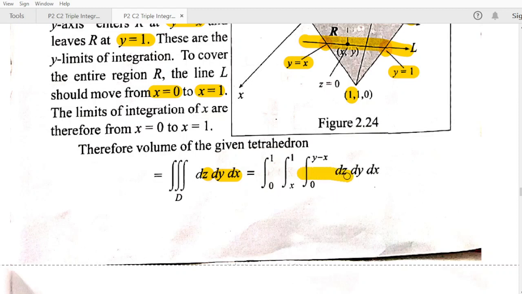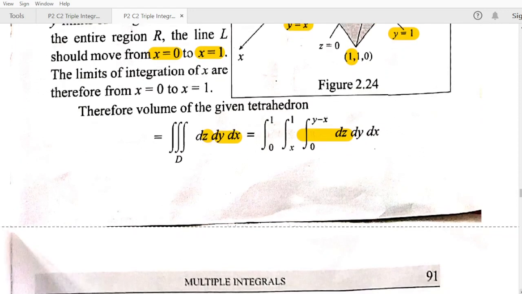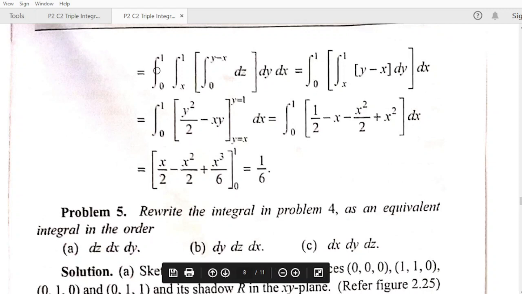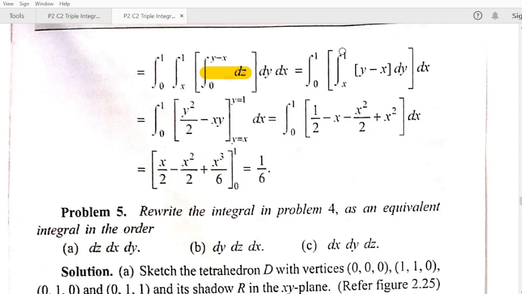First we will evaluate the innermost integral. Here it is integral dz, and integral dz is z. So we get integral 0 to 1, integral x to 1, and integral dz is z. Putting the upper limit minus the lower limit, we get y minus x. So we get integral x to 1 of (y minus x) dy dx.